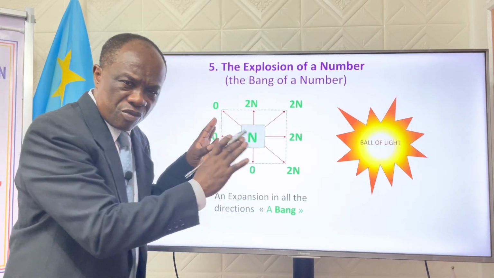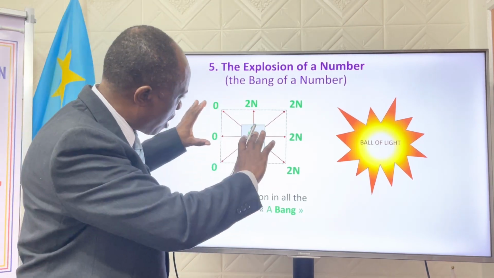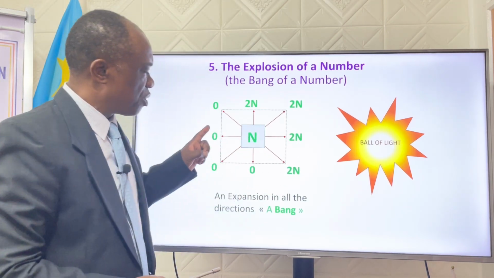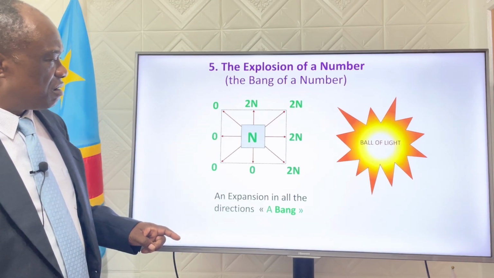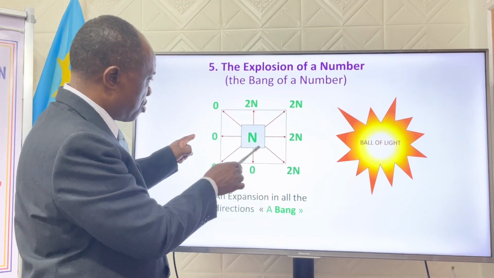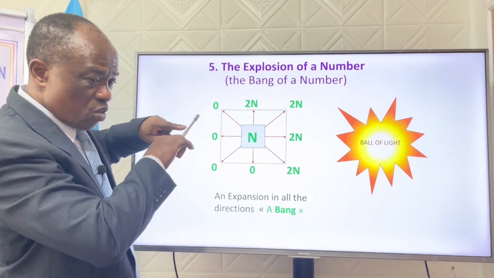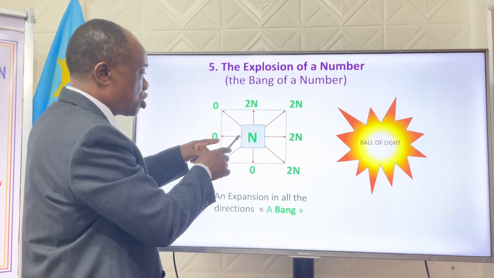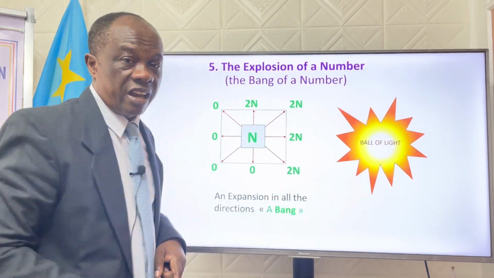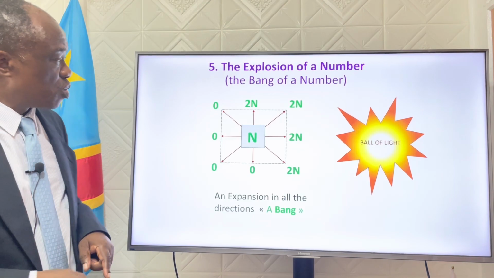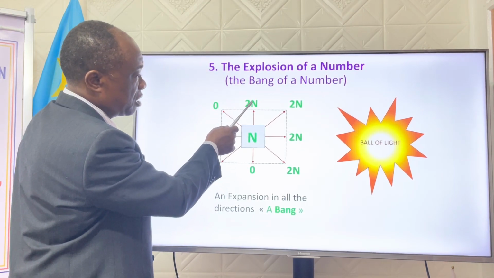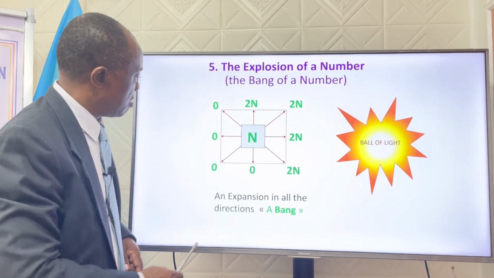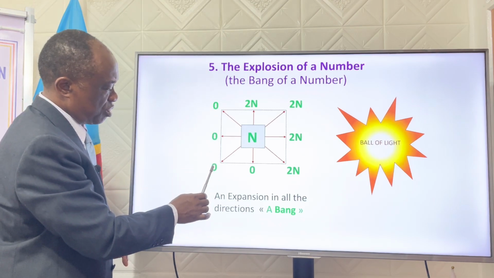how we will make the mapping of our data, the number will be in the middle and we will explode it. Then through the explosion there will be what we call expansion. So we will need an expansion in 8 directions. That's why you see on one side there are 4 2 ends, and on the other side 4 2 zeros.